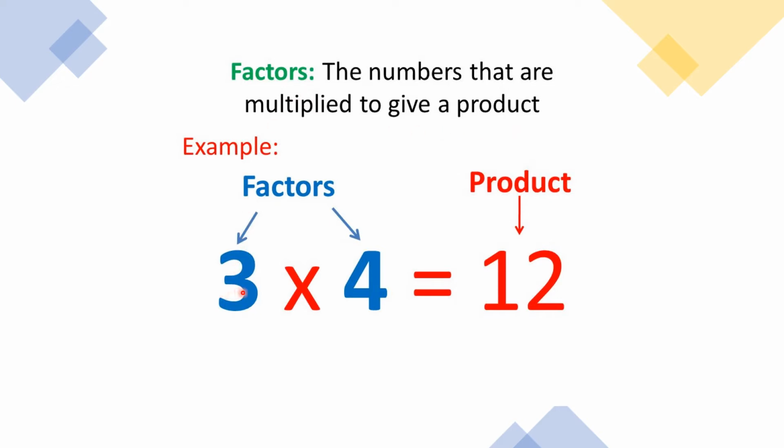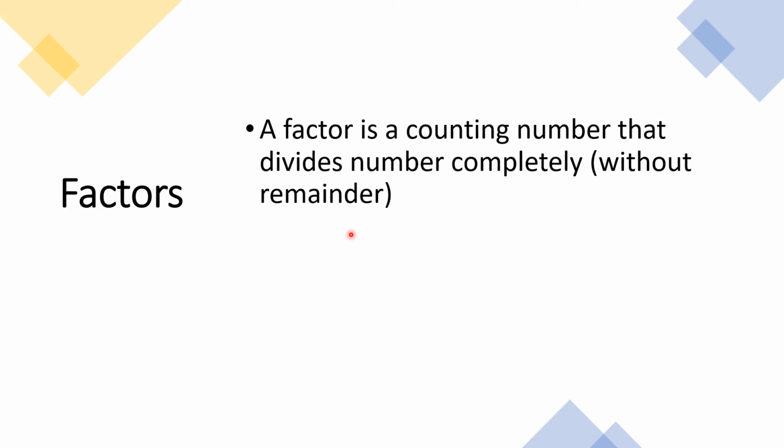For example, 3 multiplied by 4 equals 12. 12 is the product and 3 and 4 are factors. We can also say that a factor is a counting number that divides a number completely without remainder. For example, 6 multiplied by 8 equals 48. 6 and 8 are factors of 48.